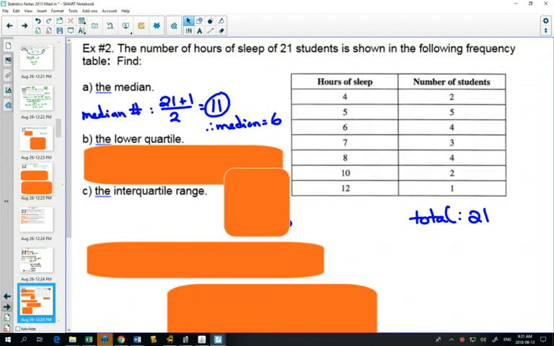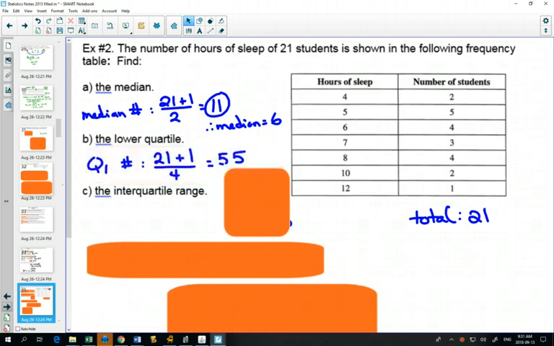Just like we made a formula for median, where you can add 1, divide by 2, we can make a formula for quartiles as well. You can add 1 and divide by 4. Adding 1 and dividing by 4 in this situation gives me 5.5. That tells me it's an average between the 5th person and the 6th person.